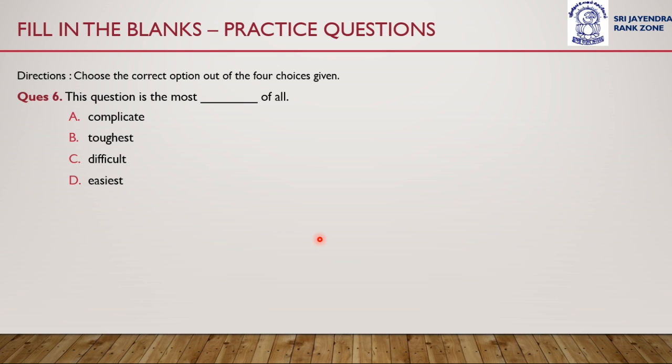Question number 6. Here also we have to choose the correct option out of 4 choices. This question is the most dash of all. Option A is complicate, option B is toughest, option C is difficult, and option D is easiest.